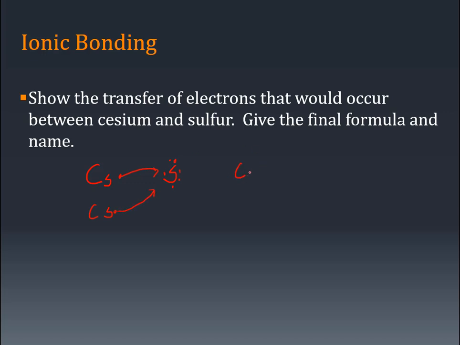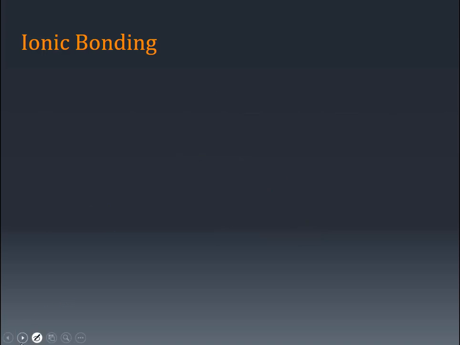So what we end up with is a cesium 1 plus, and a sulfur 2 minus. We need 2 cesiums in order to do this. So our final formula is Cs2S. Cesium sulfide is the name of our compound. Cs2S is the chemical formula. Cesium sulfide tells us what we have. The ratio of ions is 2 cesiums for every sulfur because we took 2 electrons and cesium only has 1 to give to get sulfur to its stable electron configuration.